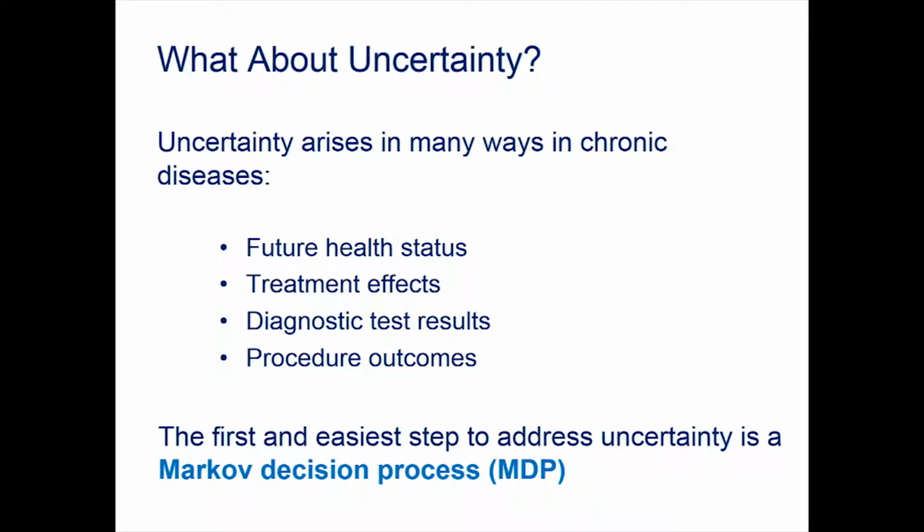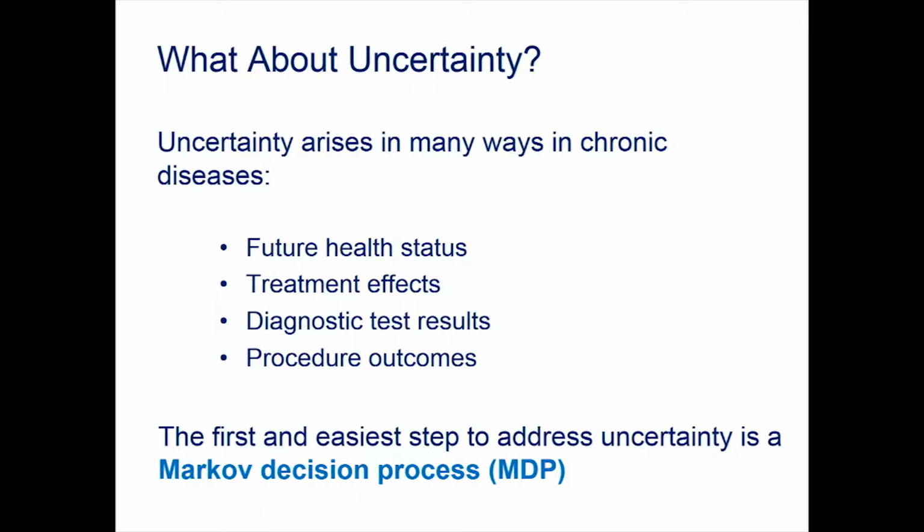So I'll stick with finite rewards, but just be aware there are all kinds of situations where you might want to extend beyond that. So I didn't talk about uncertainty yet, and chronic diseases are all about uncertainty. That's what makes decision making hard. And so there are a lot of ways that uncertainty arises in chronic diseases. Sometimes it's the health status of the patient or what the future health status will be in another year or 2 or 3 years. Treatment effects: a medication, the effect varies depending on the individual patient. Diagnostic test results, procedure outcomes, all of these things could be uncertain. I'm going to give you some examples as we go through the tutorial.